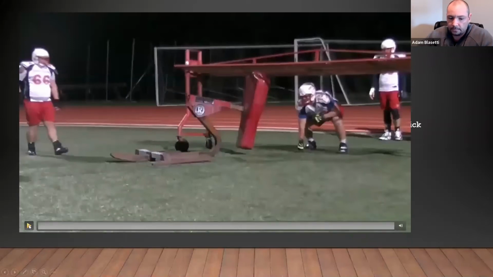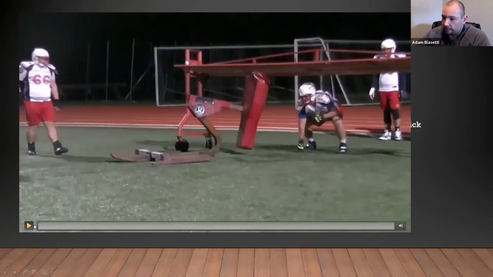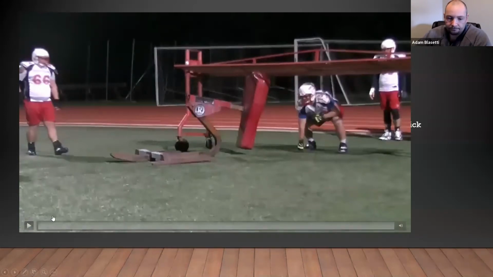Okay, so this was a drill that I would do at Simon Fraser that developed and changed and progressed. I used to have guys standing with a bag, but to try to get the guys used to having somebody lean on them, I put a single man sled underneath the chute.